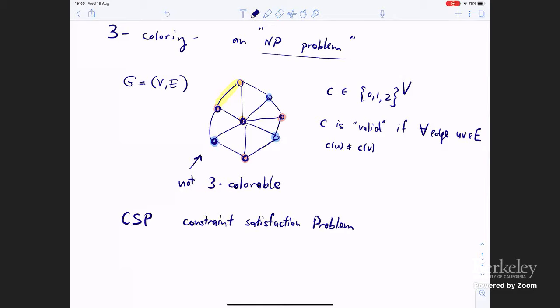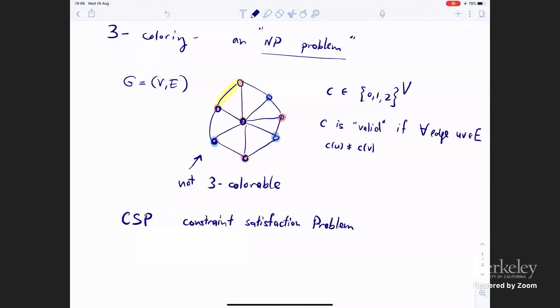Where we are looking at assignments to some variables. Here, the variables are on the vertices, and the assignment is supposed to give the variables colors. And we have a bunch of constraints. Here, every edge poses a constraint, and the constraint says, this color should be different from that color. So these are inequality constraints.